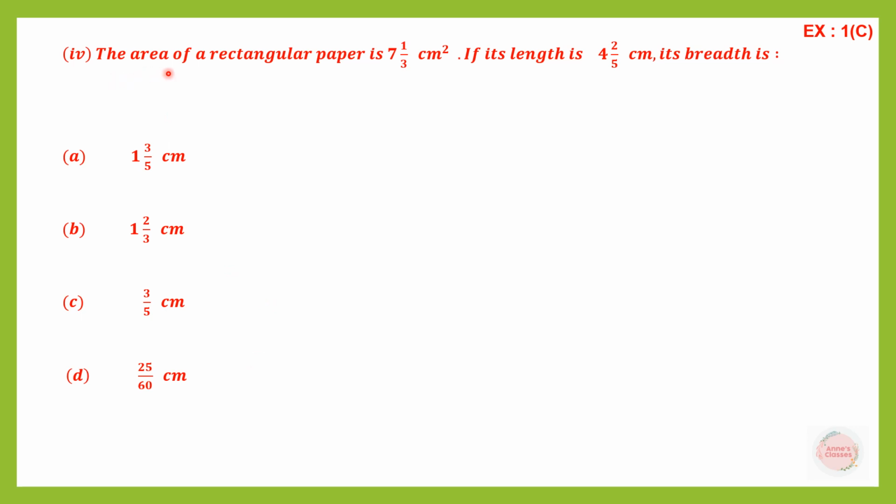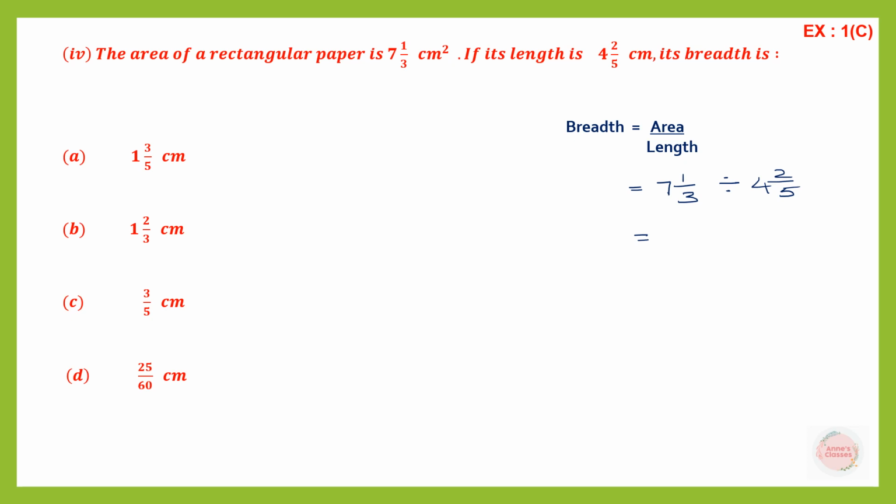Now we know the formula, isn't it? We have learned the formula of area, perimeter, of a rectangle, of a square. I hope all of you remember this. Now here the area is given and length is given. So what is the formula to find the breadth? The formula is breadth is equal to area divided by length. So let's find that. And how much is area given to us? Area is 7 1 by 3 centimeters square divided by length, which is 4 2 by 5 centimeters.